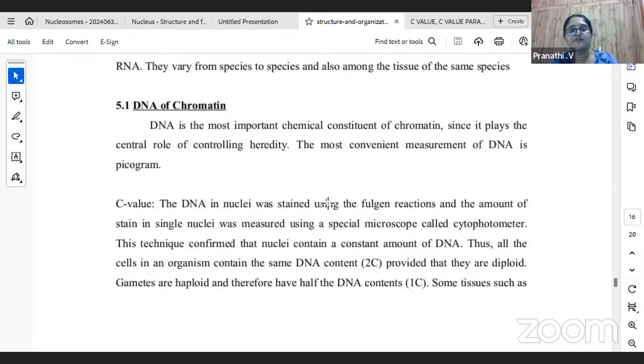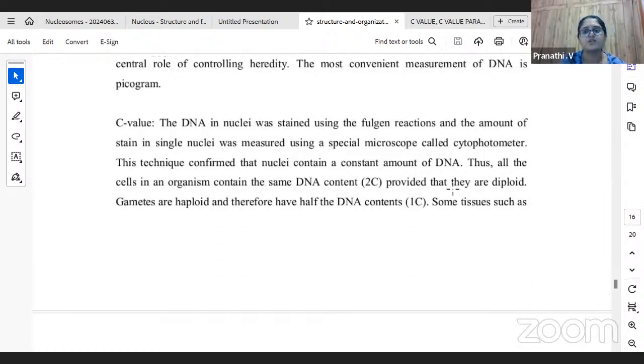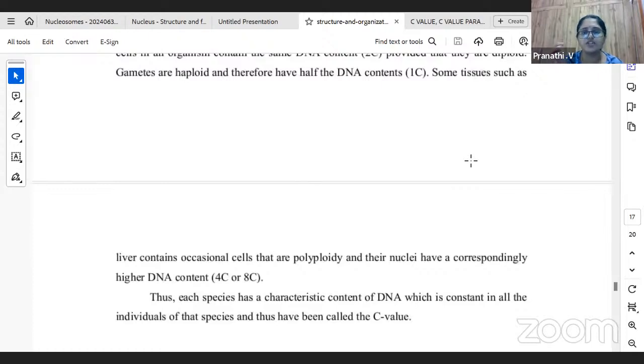The C value tells you the amount of DNA content that is present in the diploid organism. The DNA was stained and the amount of DNA in a single nucleus was measured using a cytophotometer. This showed that a constant amount of DNA was present in different organisms. If it is a diploid organism, you have a 2C DNA content. If it is a haploid organism, you should have half, that is 1C. Some tissues such as the liver are occasionally polyploid in nature, so you have 4C or 8C.